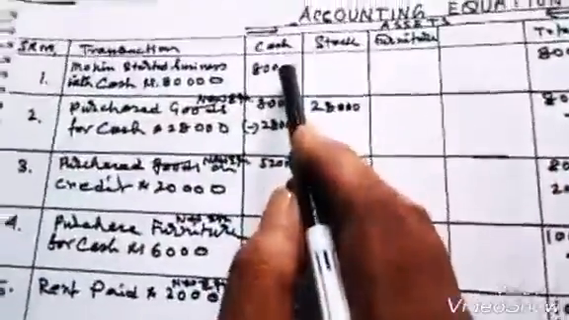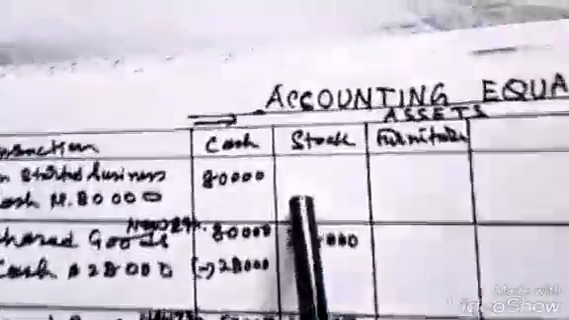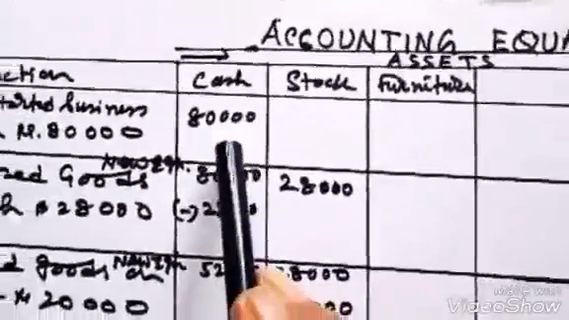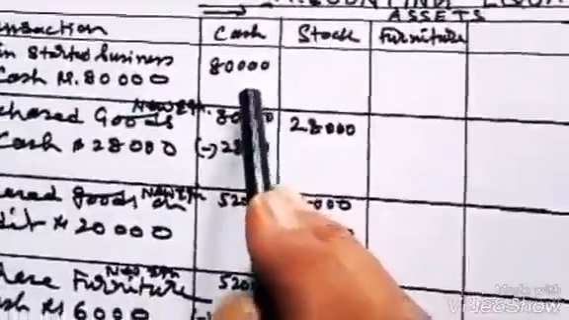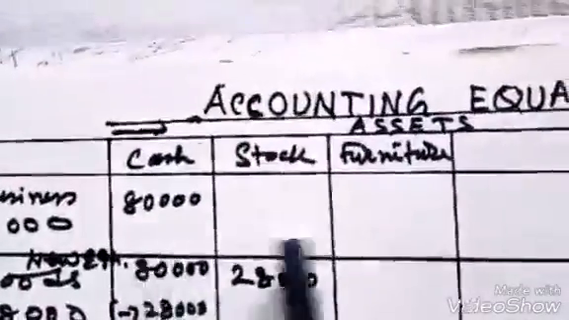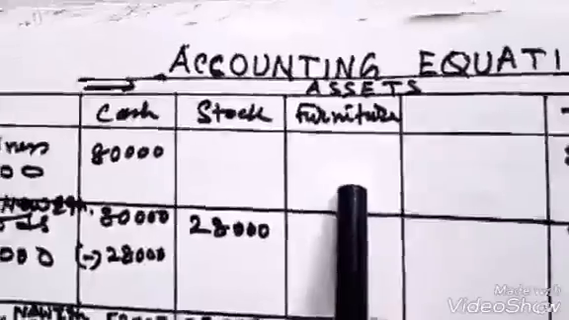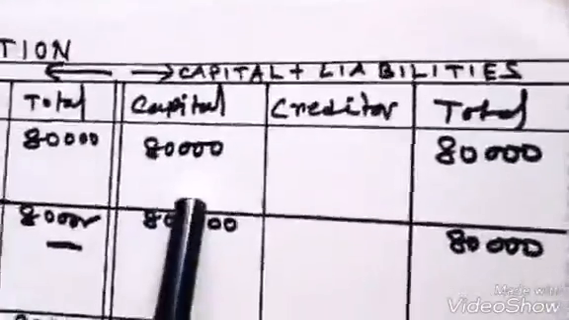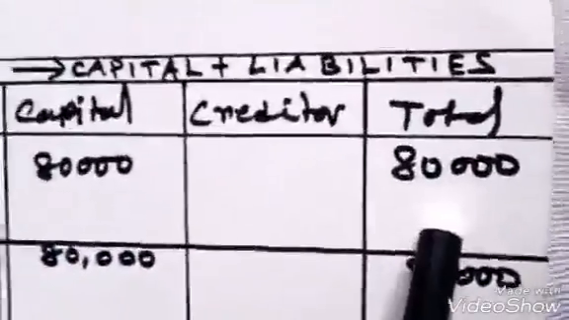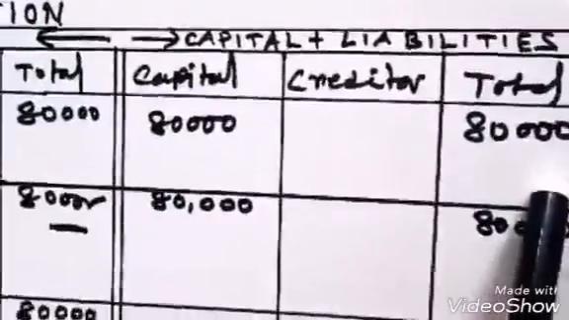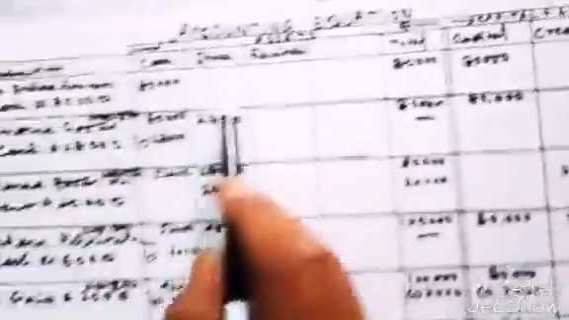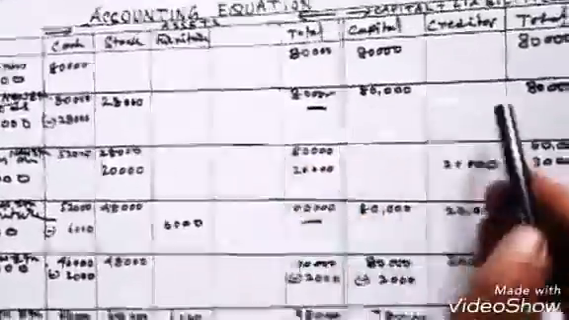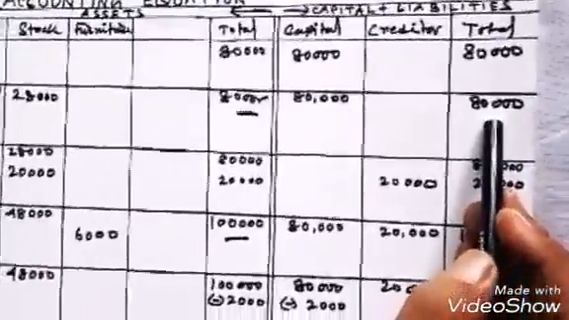On the asset side there is subdivision of the column according to the transactions given. From these transactions, the assets accounts that are coming are cash, stock, furniture, and there is a total of assets. And on the right side there is capital, creditor, and total of capital and creditors. After each transaction, in the new equation, your total asset will tally with the total capital plus liability.